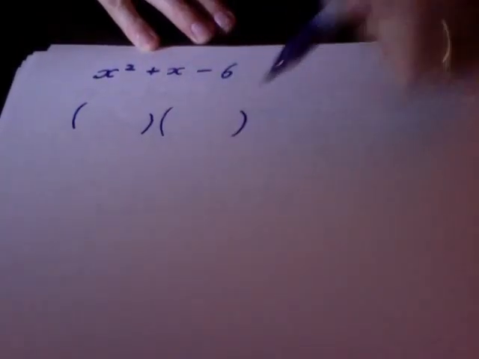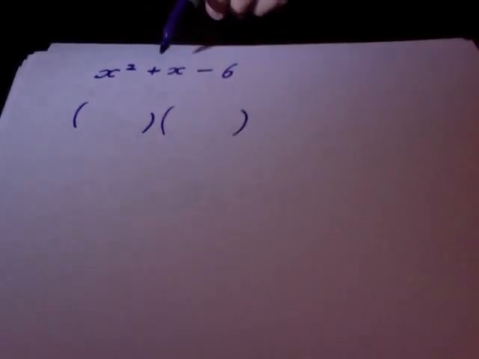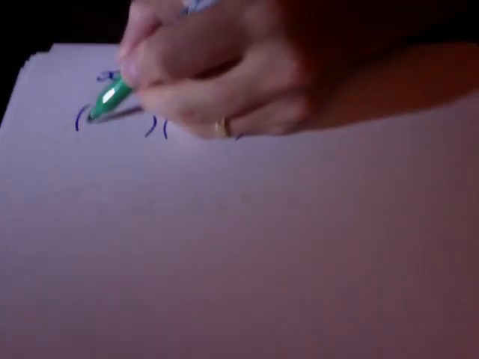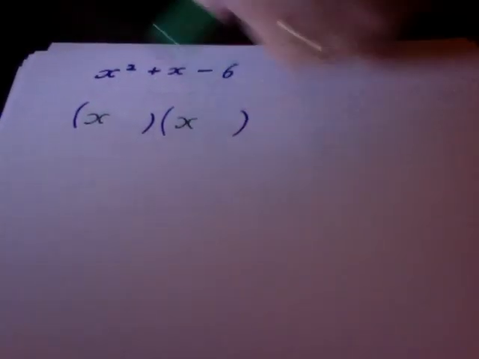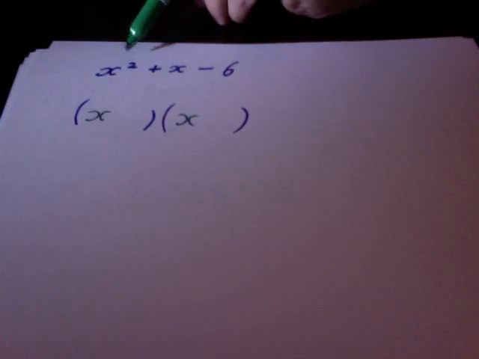Moving along, just another example. Again, we know that there's going to be brackets before we get going. So there's x squared plus x minus 6. Notice this time we've got a minus 6. So we know that we're going to have x in the first position because the x times x is going to give us the x squared.